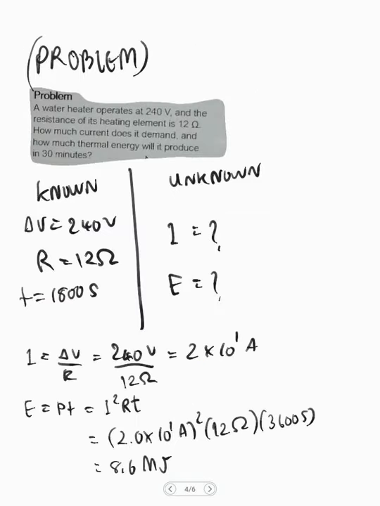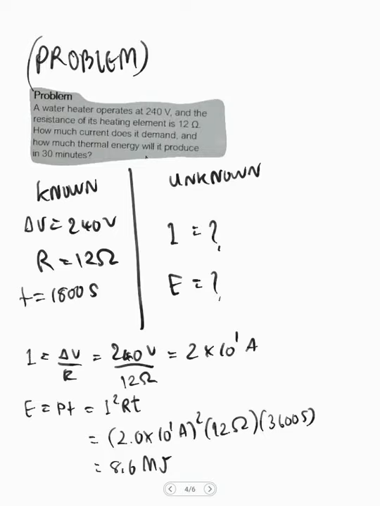Let's see the practice problem. The question states that a water heater operates at 240 volt, and the resistance of its heating element is 12 ohm. It asks how much current it demands and how much thermal energy it will produce in 30 minutes. What we know is ΔV, which equals 240 V, the resistance, which is 12 ohm, and the time t, which is 1800 seconds.